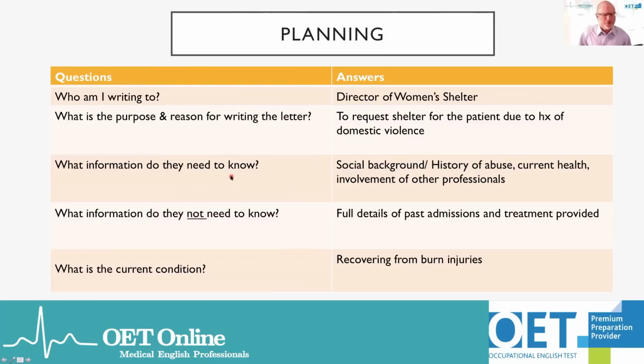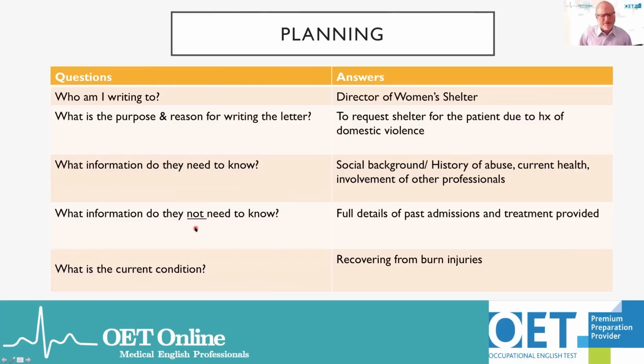What information do they need to know? Well, in this case, because they're requesting shelter and because of the situation, the social background would be important. Also, the history of abuse, how often it occurred, so that the case is clear. Importantly, the patient's current health should be mentioned, and also the involvement of other professionals in the care.